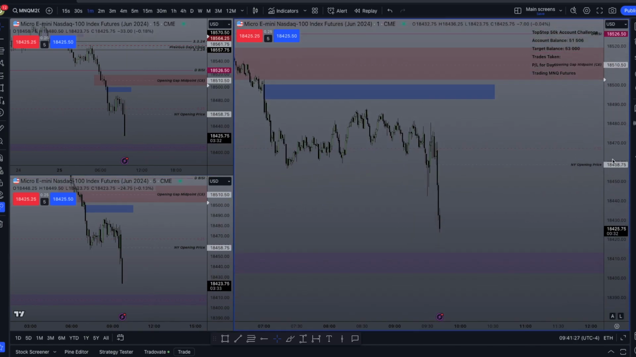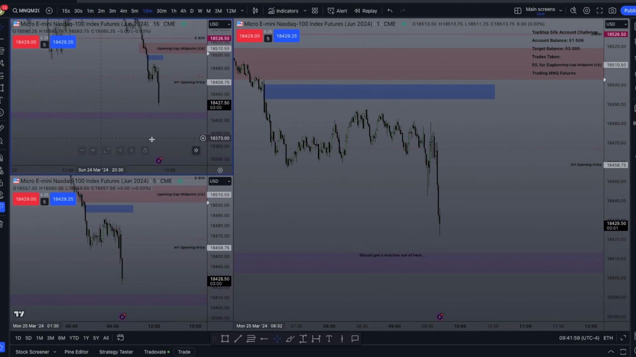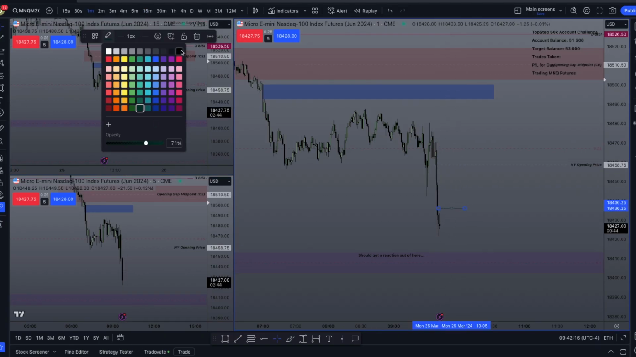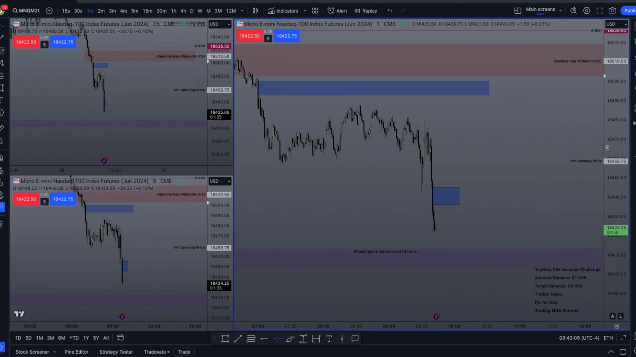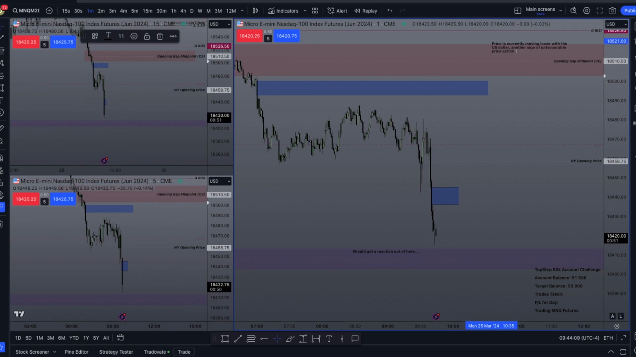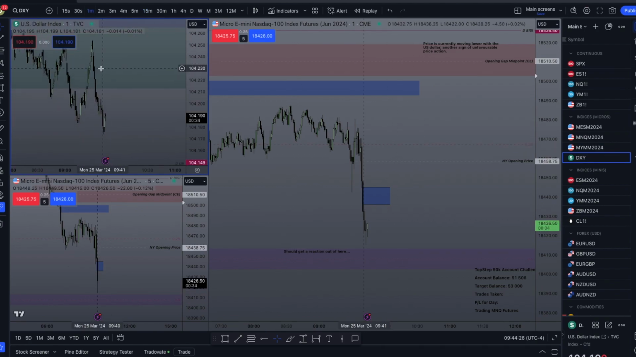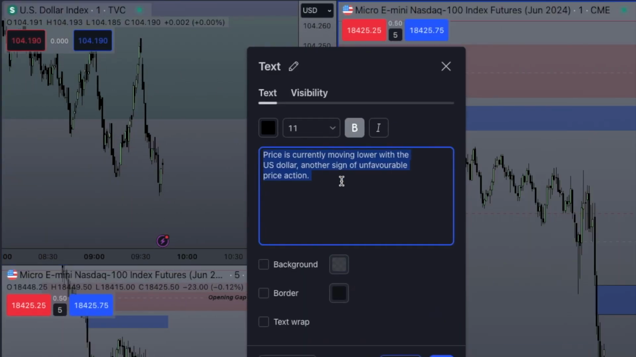I'm generally looking for the US dollar to be moving against the Nasdaq to have the favorable price action. Just marking out the 1 minute sell side imbalance, buy side inefficiency there. Just looking for it to draw into that 15-minute BISI, but it won't quite get there. There we go. I'm showing the DXY there on the left. Want to pause it.